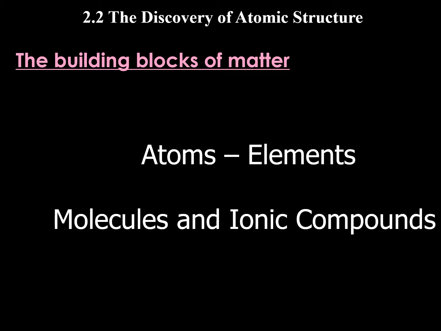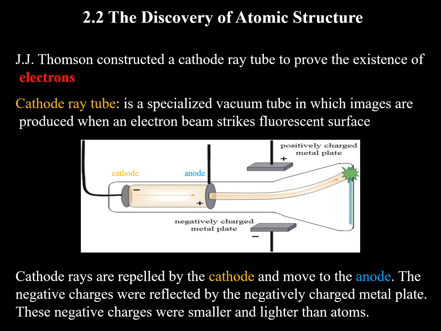So we'll go from atoms to elements, and we'll talk about molecules and ionic compounds as well. So J.J. Thomson came up with this idea. He discovered electrons through his experiments with cathode ray tubes. This is very similar to perhaps what was in your household before, back in the day. You would have these big TVs.